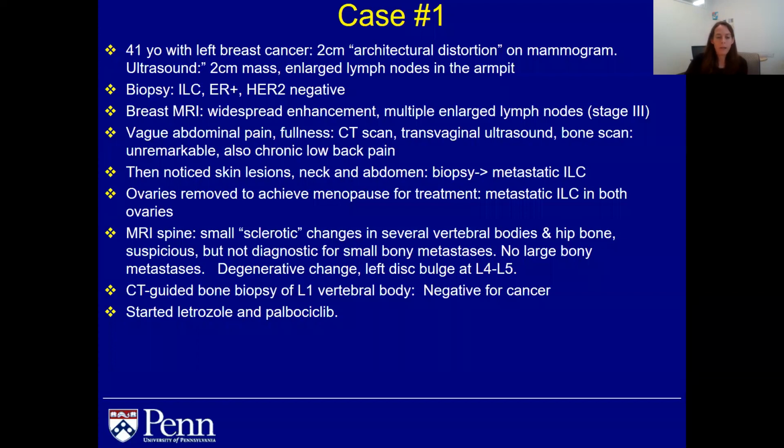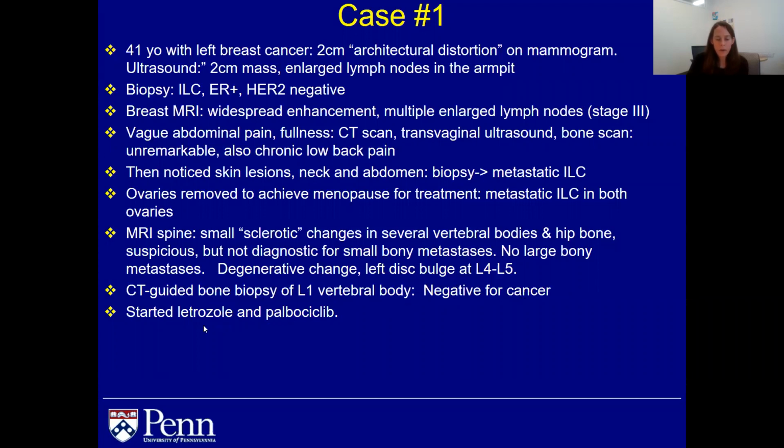Because of her back pain, she also got an MRI of her spine, which showed really nonspecific findings. We call them sclerotic changes, or small little scarred changes in the bones of her vertebral bodies in her spine and her hip bone, but it wasn't really diagnostic for bony metastases. And she did have a disc bulge at L4, L5, which could have very well explained her back pain. There was an attempt made to biopsy the L1 vertebral body, but it came back negative for cancer.